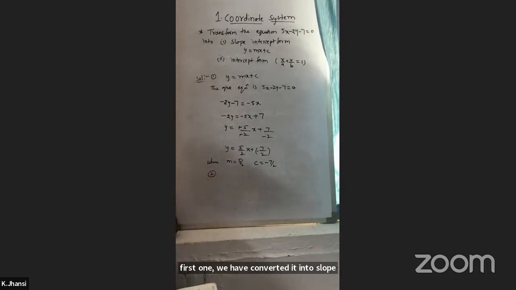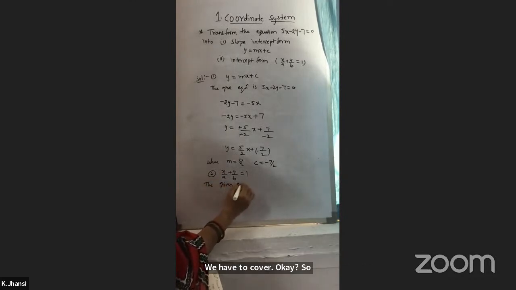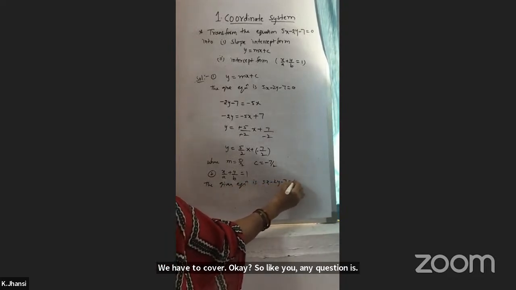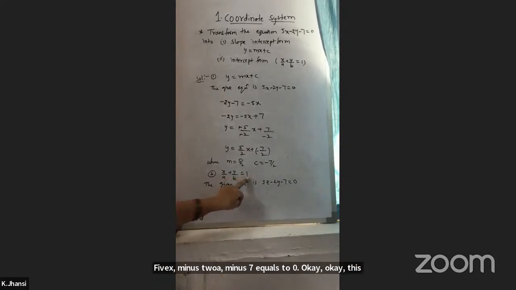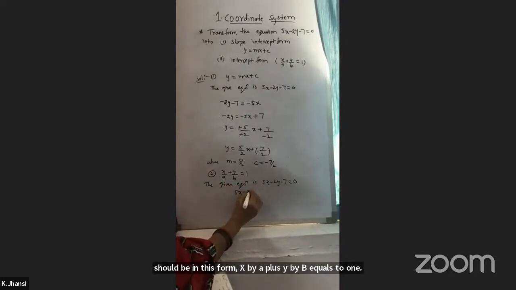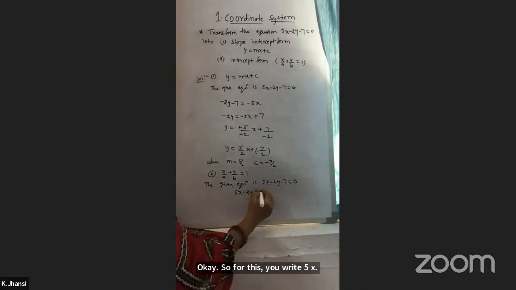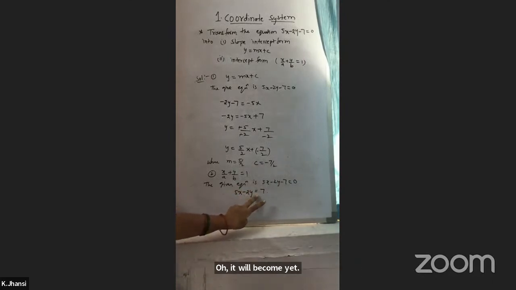So what is the second one? Second one, x by a plus y by b equals 1, we have to convert. The given equation is 5x minus 2y minus 7 equals 0. This should be in the form x by a plus y by b equals 1. So for this, you write 5x minus 2y equals, you take this minus 7 to the right hand side, so it will become 7. Now it has got into 5x minus 2y equals 7.